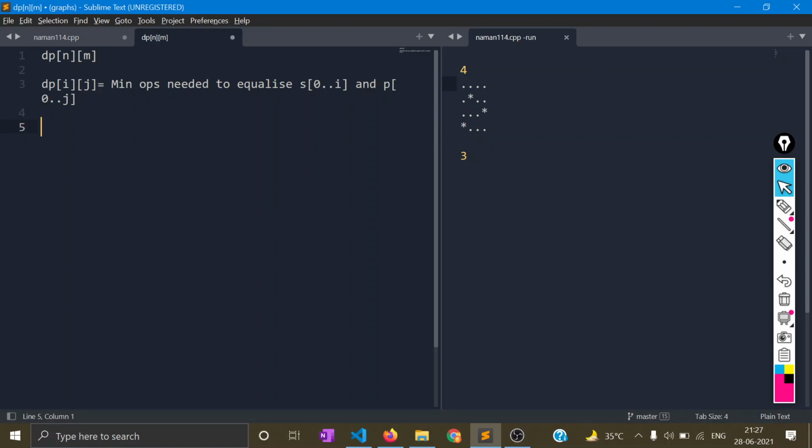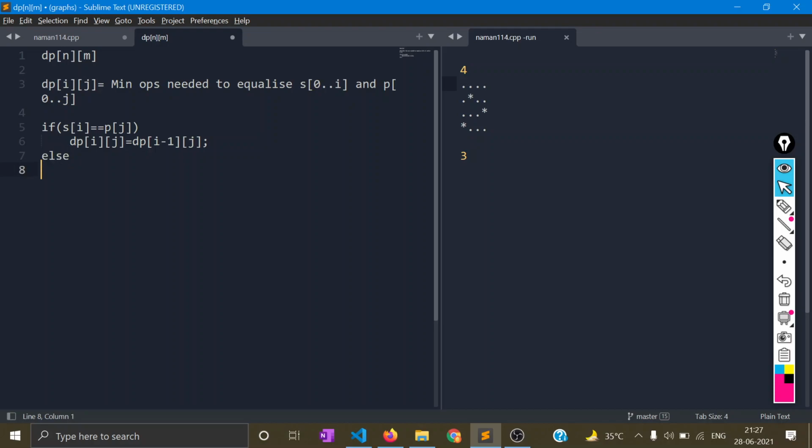So let's find the relation. If s[i] is equal to p[j], that means both are equal, then dp[i][j] would be equal to dp[i-1][j-1]. We don't need to do any operation.